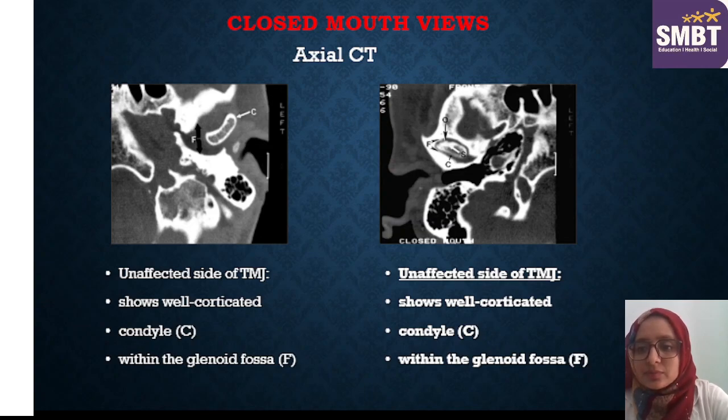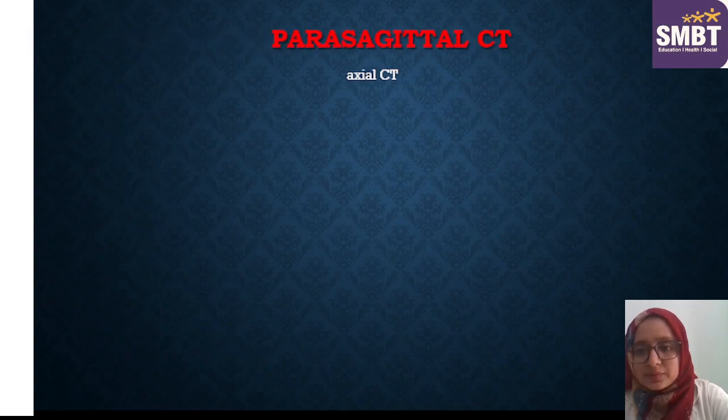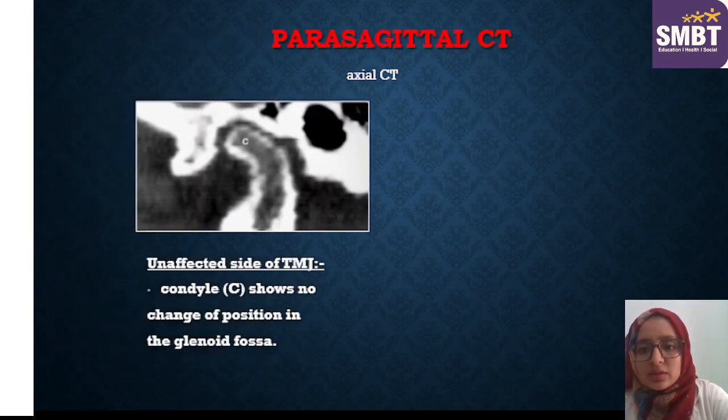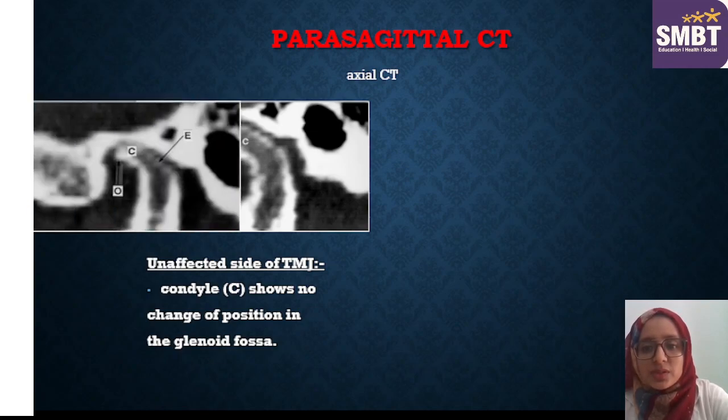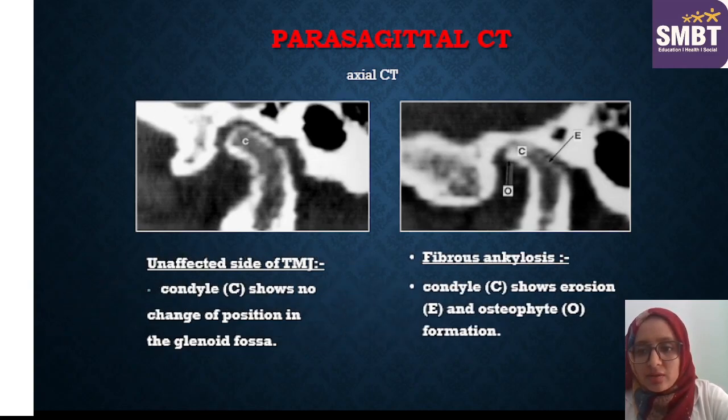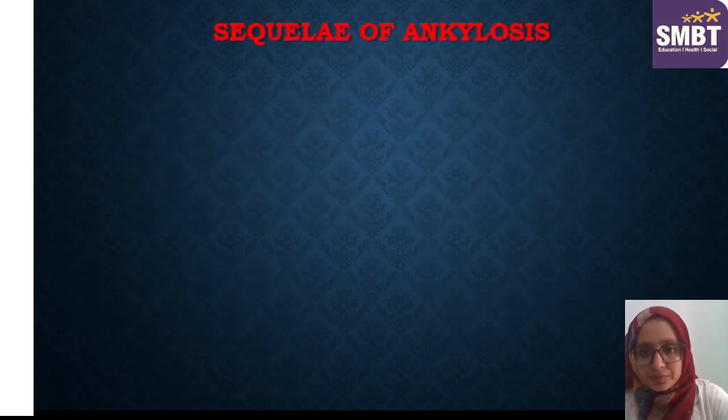Now, another diagram is the affected side. Parasagittal CT. See, this is again the unaffected side of TMJ. The condyle is denoted by C, which shows no change of position in the glenoid fossa, and this is the affected side, C, which is of the type of fibrous ankylosis. The condyle shows erosion and osteophyte formation.